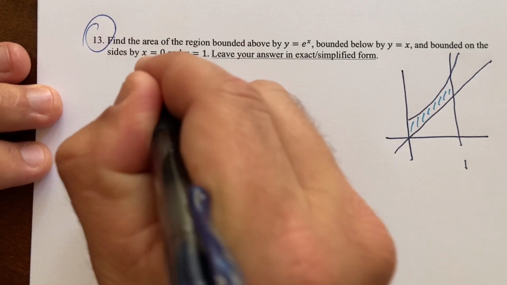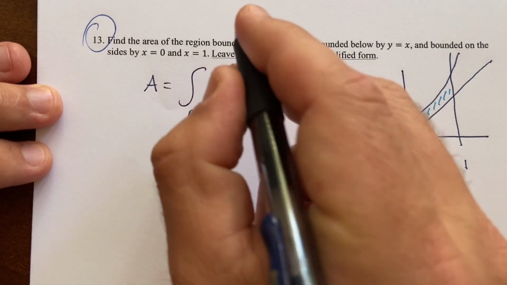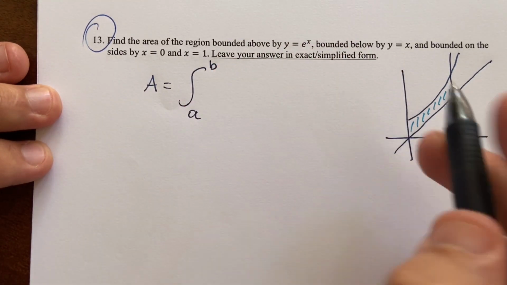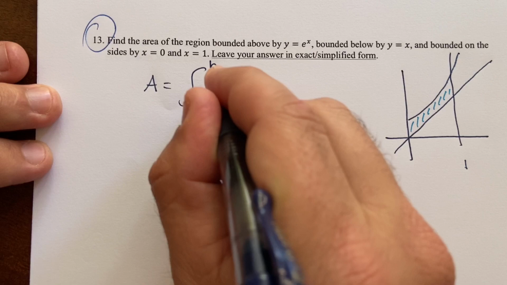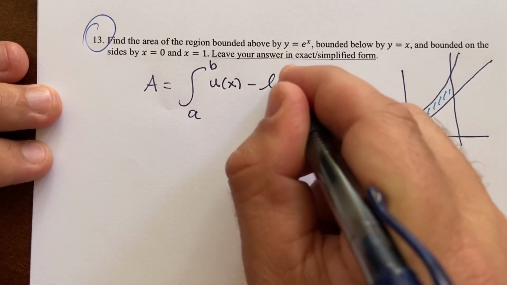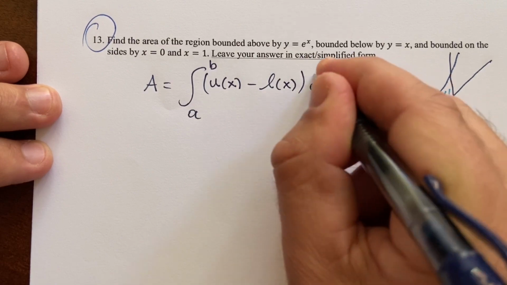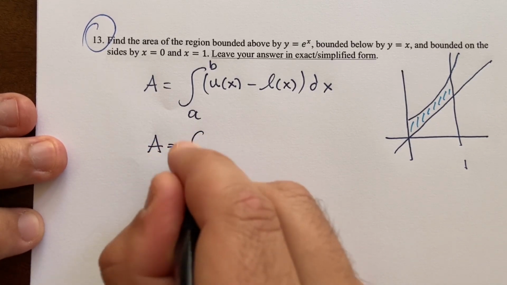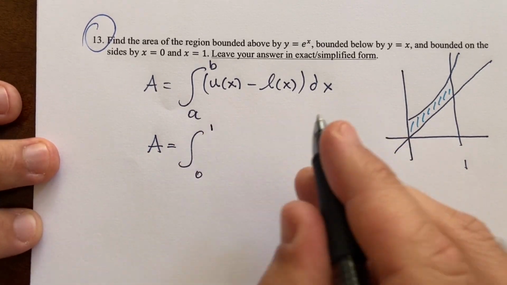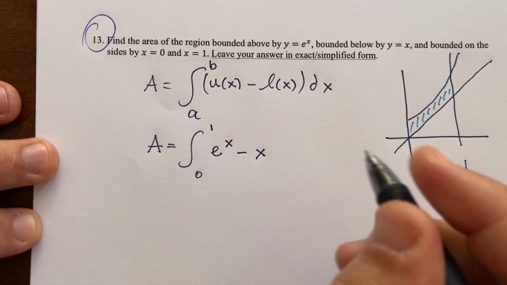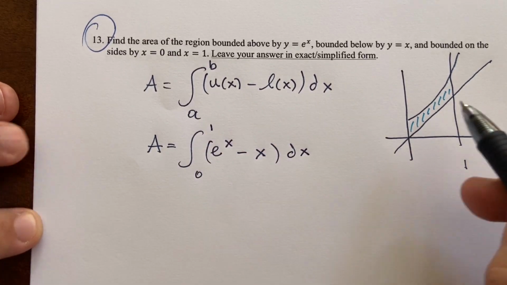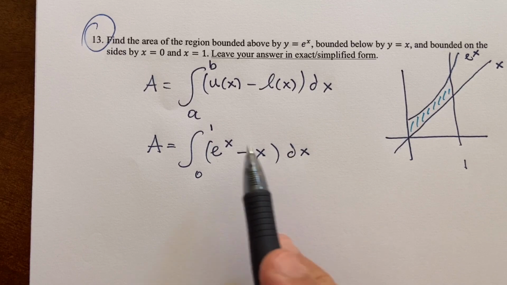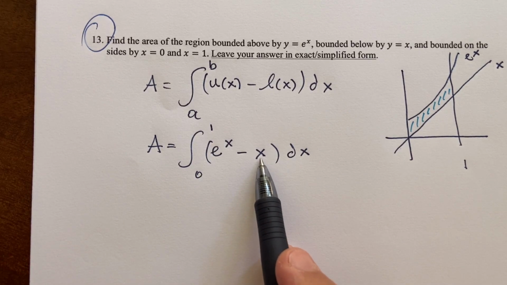So that area formula will be, from the beginning to the end of your interval, and then whatever the upper function of x is minus the lower function of x. I'll just say it like that. We had different notation before, but that's what I mean by upper and lower. So in this case, the area will be from 0 to 1, e to the x minus x dx. Since e to the x here is the upper function throughout this interval that we care about, it's going to be the upper, and x will be the lower.